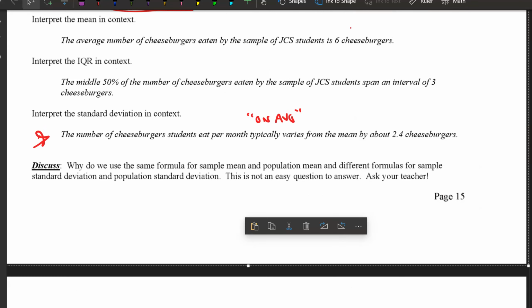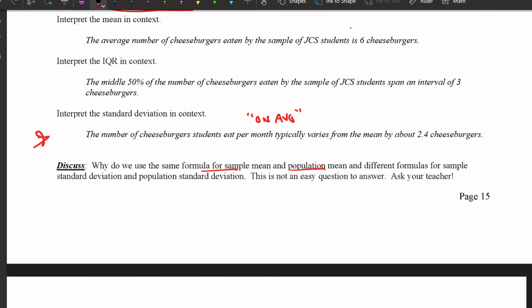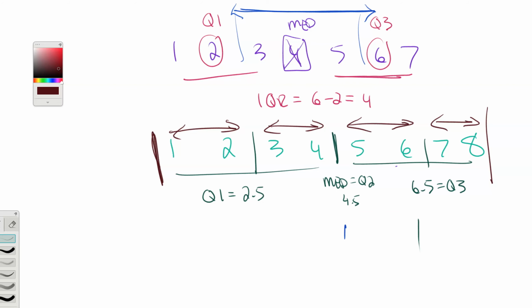So why do we use the same formula for sample mean and population means? Remember, we take the sum of our values and divide by n, or the sum of our values and divide by big N. But we use different formulas for the sample standard deviation and the population standard deviation. So I do want to try to explain this to you quickly and perhaps even a little bit crudely, but again, it's beyond the scope of this course, so you don't need to know why.